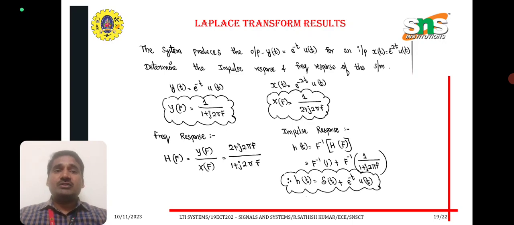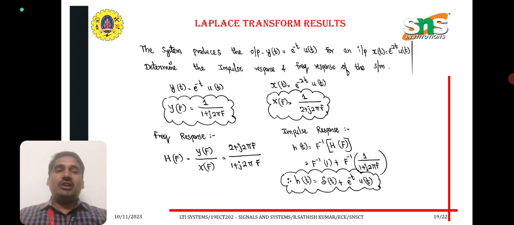For an LTI system, if the system produces the output y of t is equal to e power minus t into u of t, for an input x of t is equal to e power minus 2t into u of t, determine the impulse response of the system. Y of t is equal to e power minus t into u of t, so we get Y of f is equal to 1 divided by 1 plus j 2 pi f.